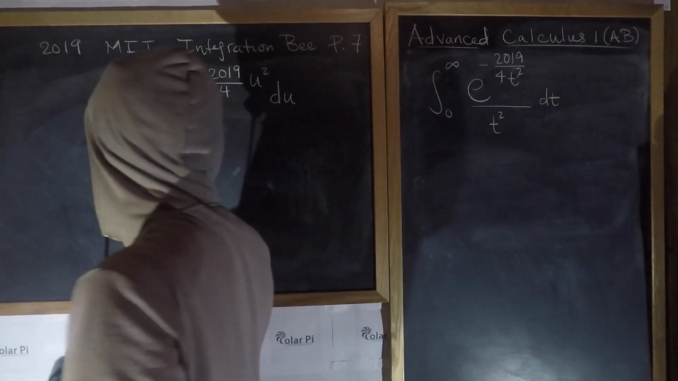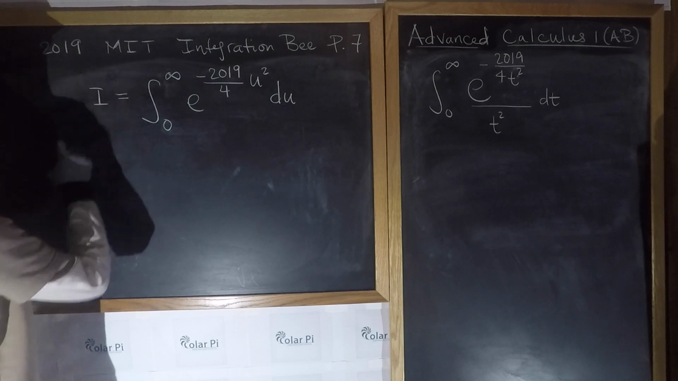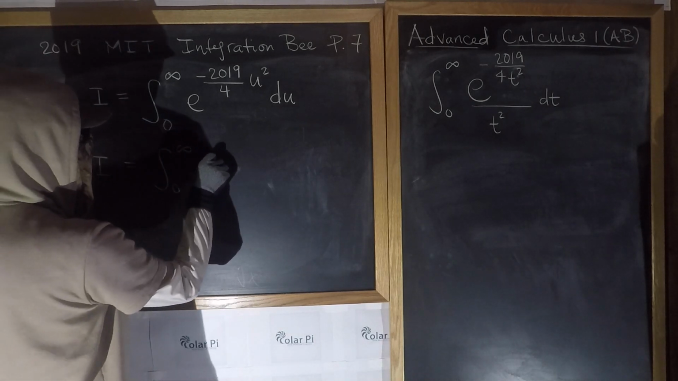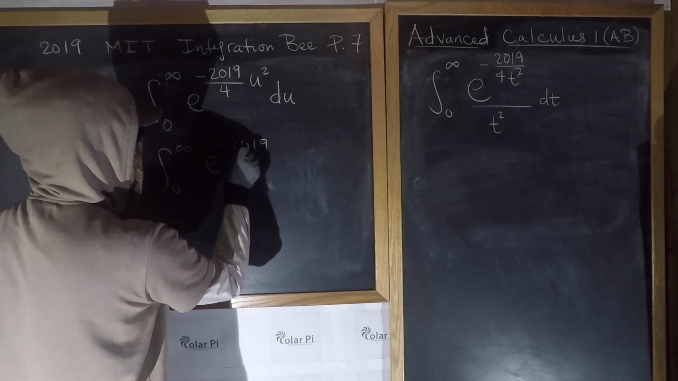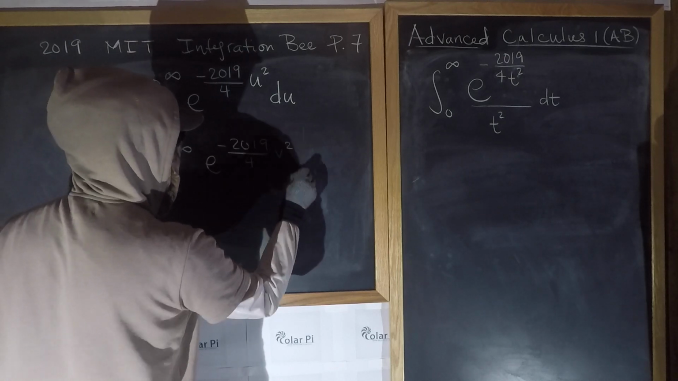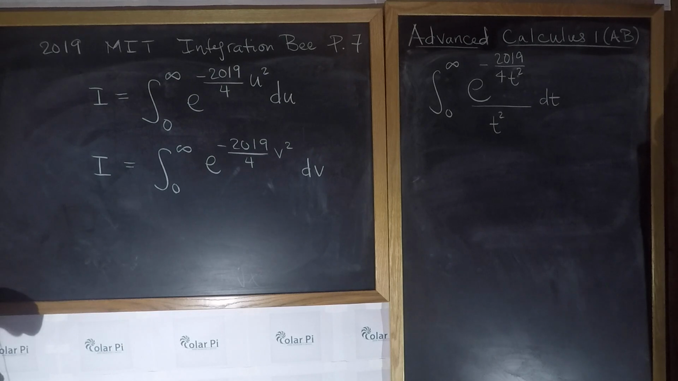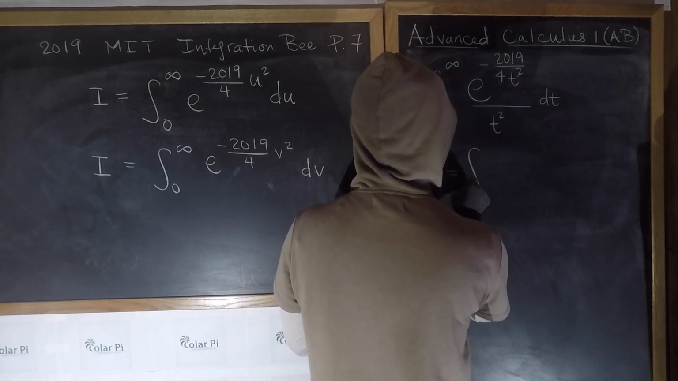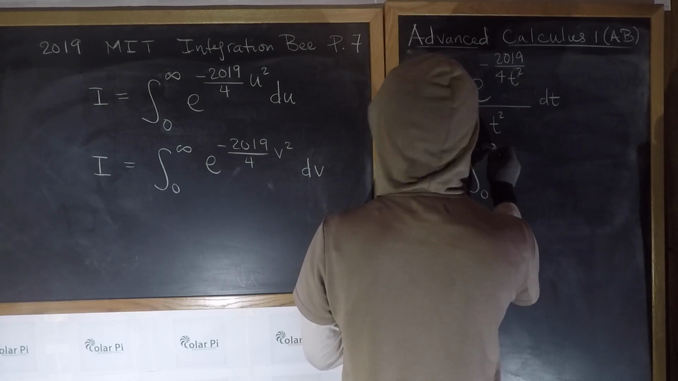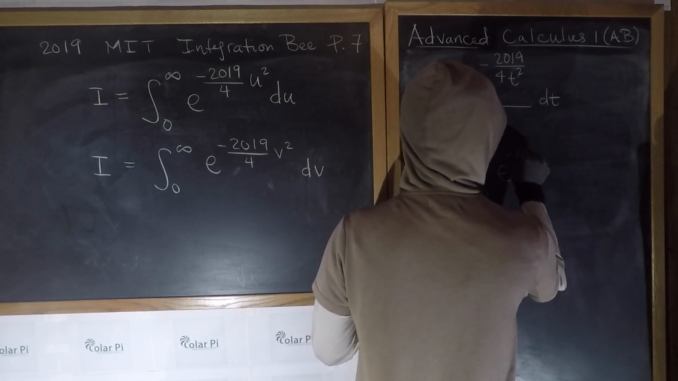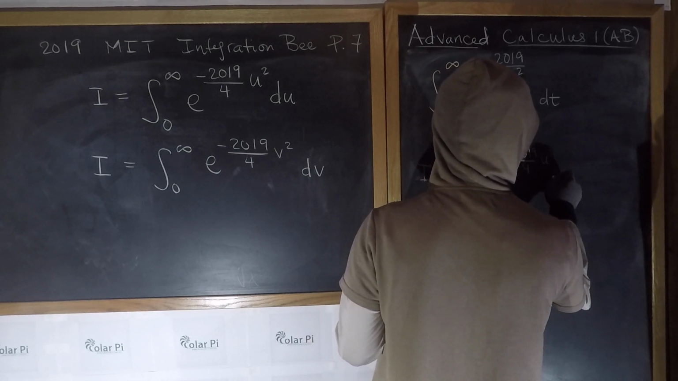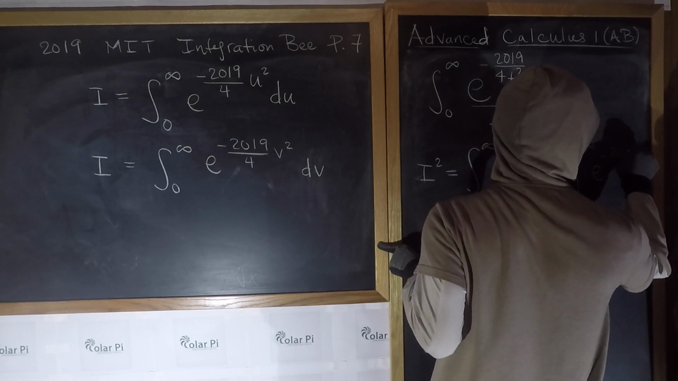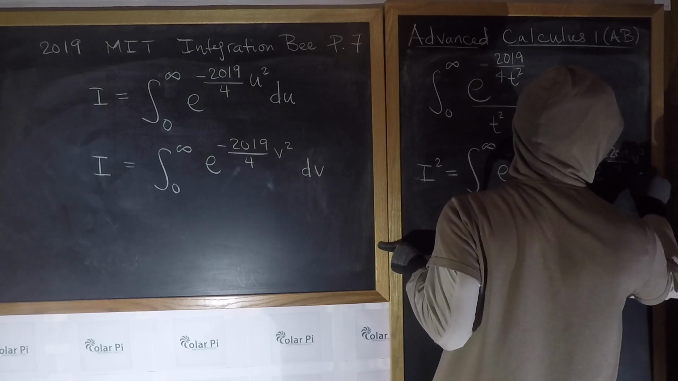Next, we're going to say that I is equal to this. And so then I is also equal to the integral from 0 to infinity of e to the negative 2019 over 4 v squared dv. And so if we look at what I squared is going to be, it's the integral from 0 to infinity of e to the minus 2019 over 4 u squared du, times the integral from 0 to infinity, same thing with the v, of e to the minus 2019 over 4 v squared dv.